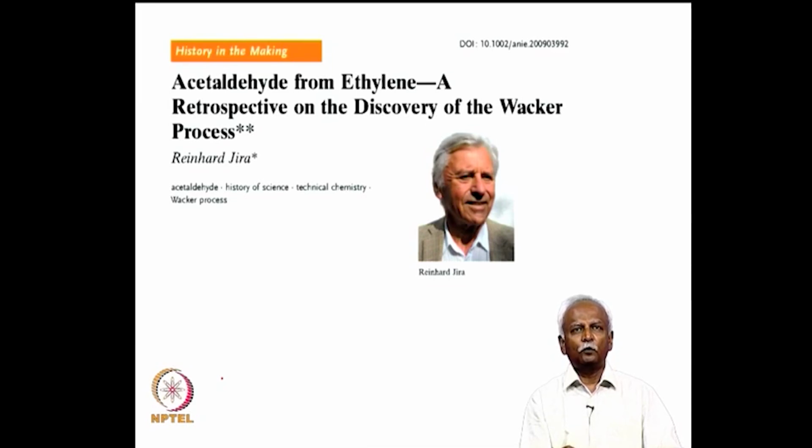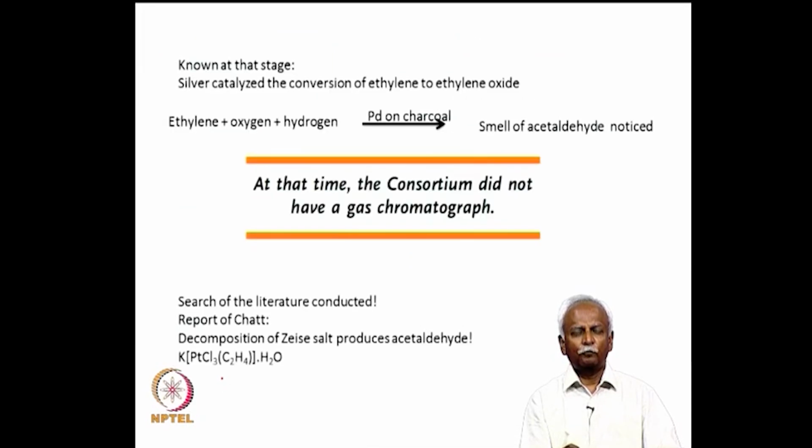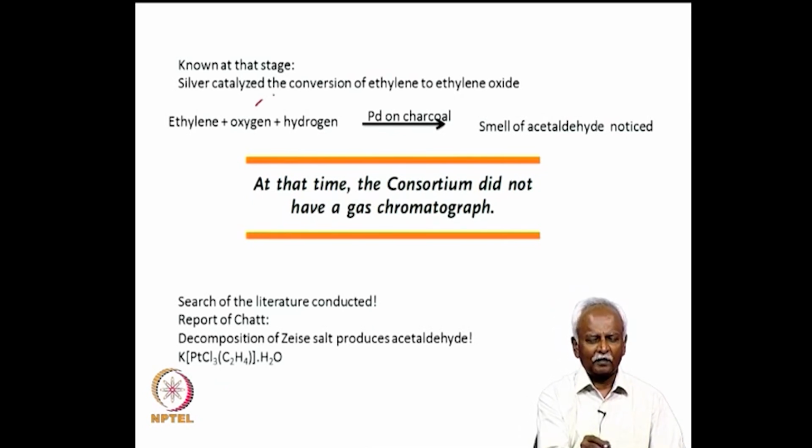But let me just tell you a few points from that article, which will allow you to appreciate the whole discovery. At the point where Ihre started his work, it was known that silver oxidized ethylene to ethylene oxide, and he was trying to discover what would happen if you oxidized ethylene with other metal systems. And he chose palladium on charcoal as a catalyst system, and he added both oxygen and hydrogen.